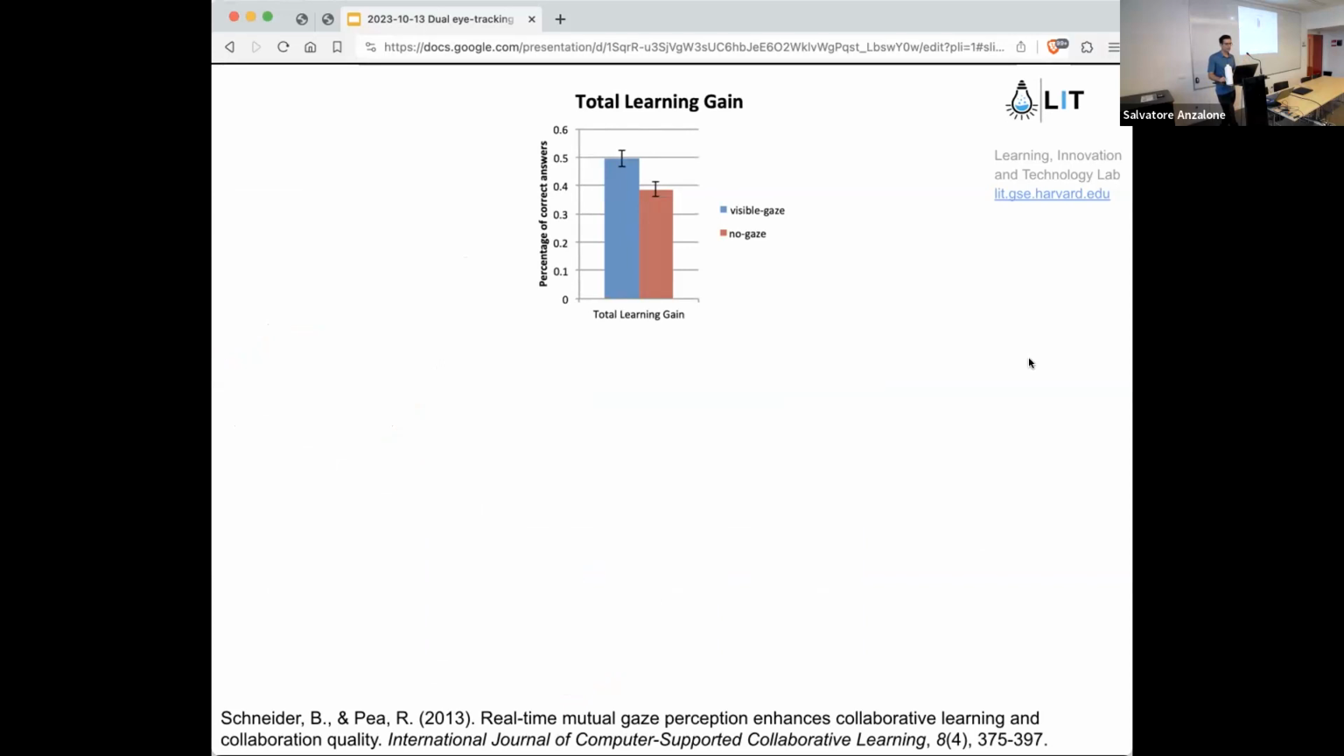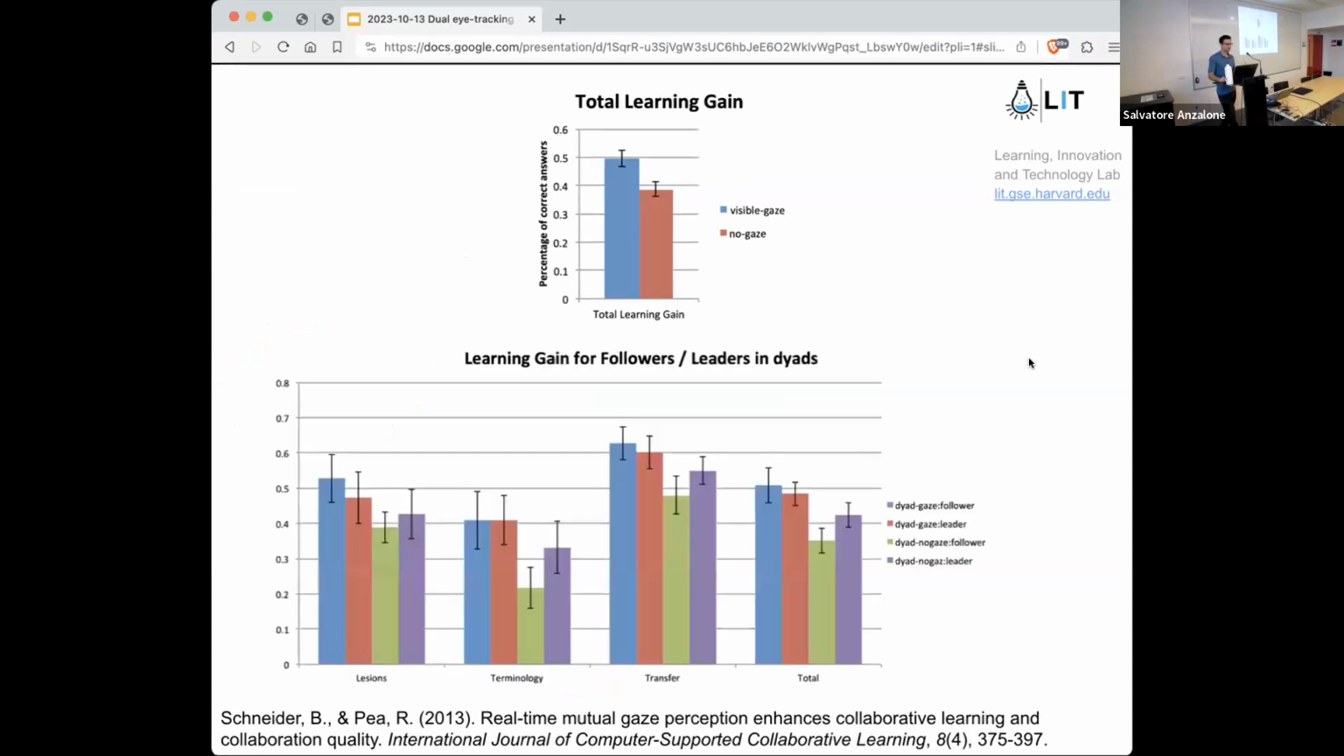And we looked a little bit deeper at the data, and we were able to classify each person in those groups as being either the leader of the interaction or the follower. So the leader was the person who was talking the most, making important decisions, deciding what they were going to talk about next, how they were going to go about the task. And the follower was the person who was a little bit more passive.